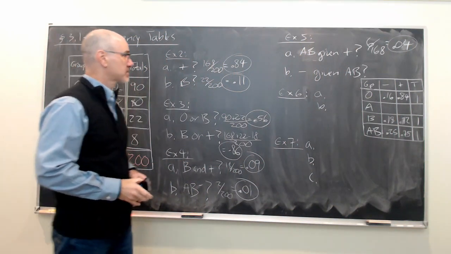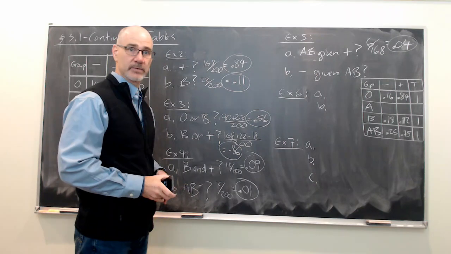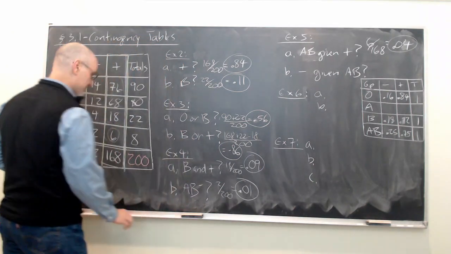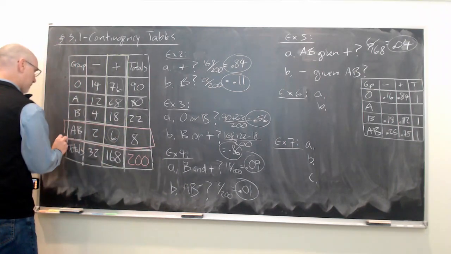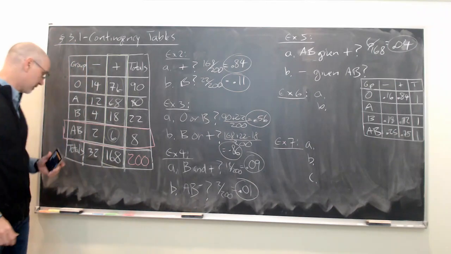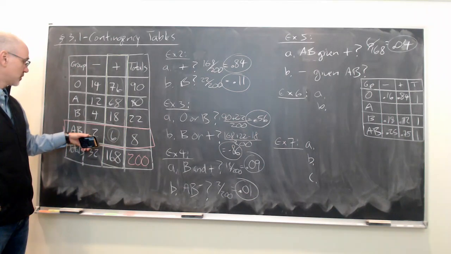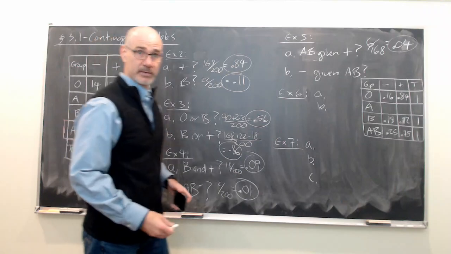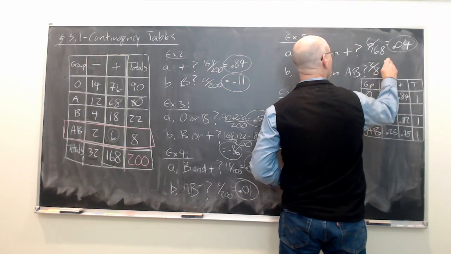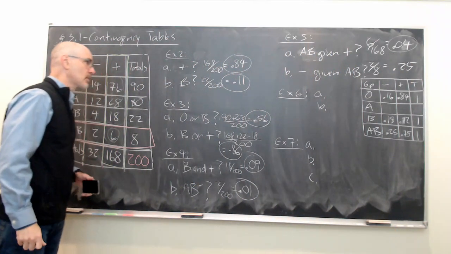So the next one asks, given that we know a blood type to be AB, what's the percent of those that are negative? So if we're restricting ourselves to blood type AB, we're in this row. All right, we have 8 folks that are AB. The ones that are negative among the ABs are just the 2 in this cell. So 2 out of the 8 that have AB is the percent that are negative given AB. That's 0.25.